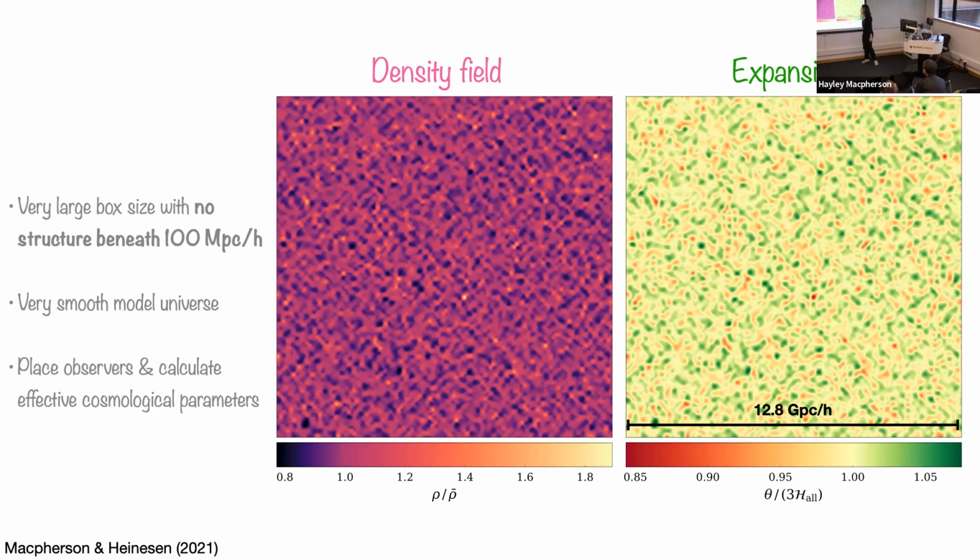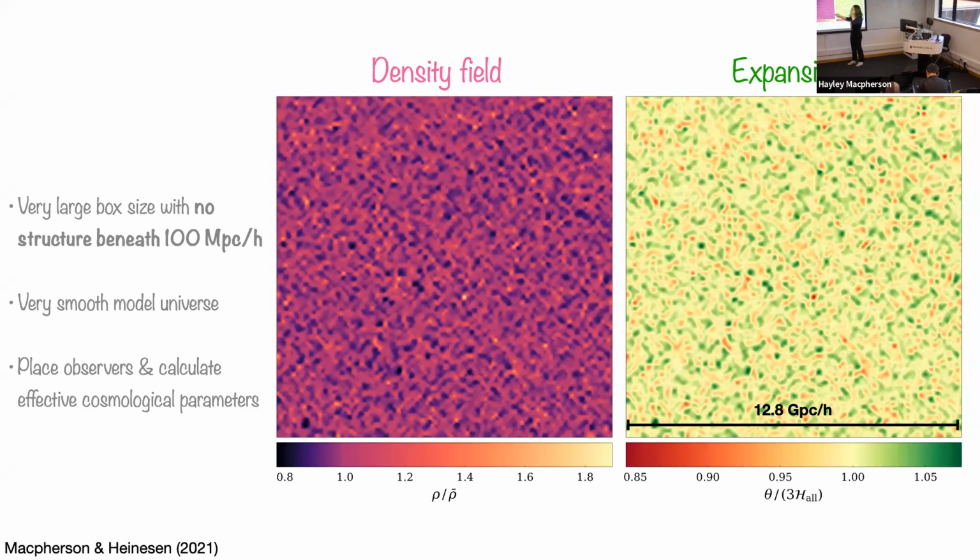But this whole simulation is 12.8 gigaparsec across. And so what this means is that we are explicitly not sampling any structure beneath 100 megaparsec. And this is to do with the assumptions that had to be made in deriving the formalism. I can go into more details if you like, but it's not super important. And so I just want to emphasize we're looking at a very smooth model universe here.